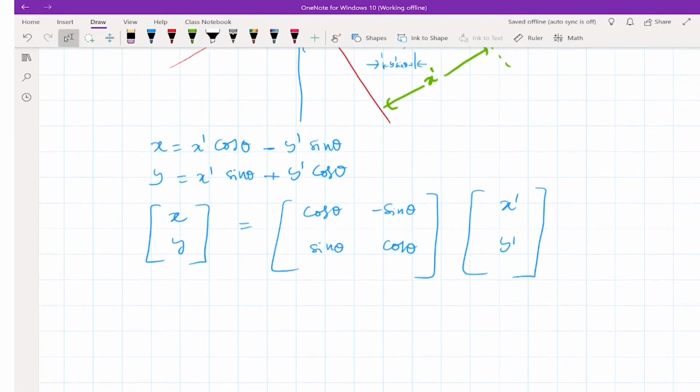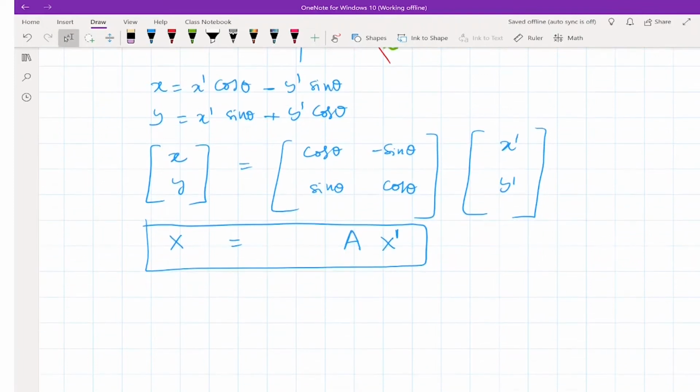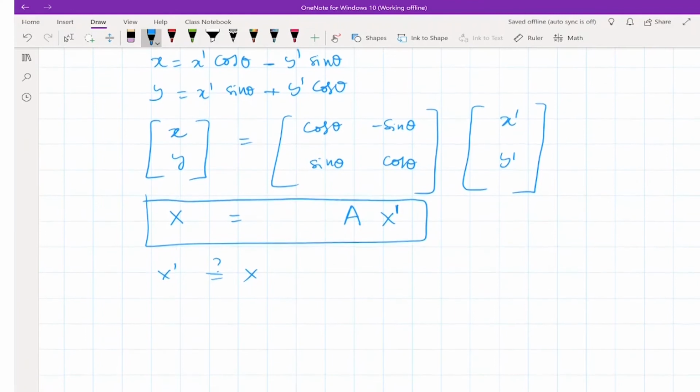If you want, I could write it in matrix form. Let's say capital X is equal to A times X prime, where I call this matrix A and this one X prime. This is the relation. So if you give me the new coordinates x prime, I could tell you the old ones. If you want it the other way around, how is x prime related to x? How do you simplify this matrix equation?